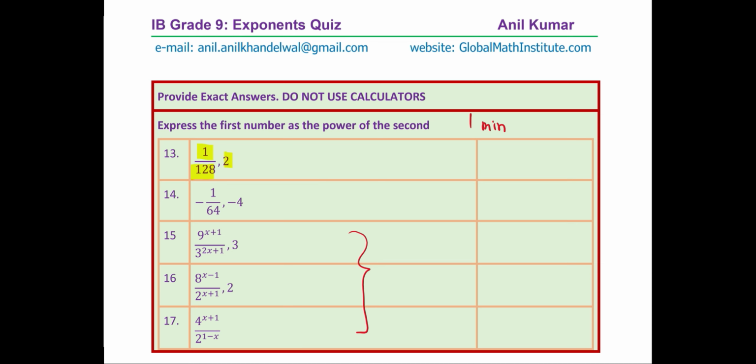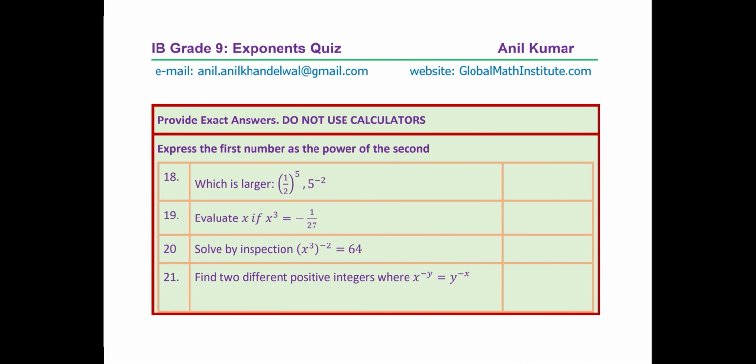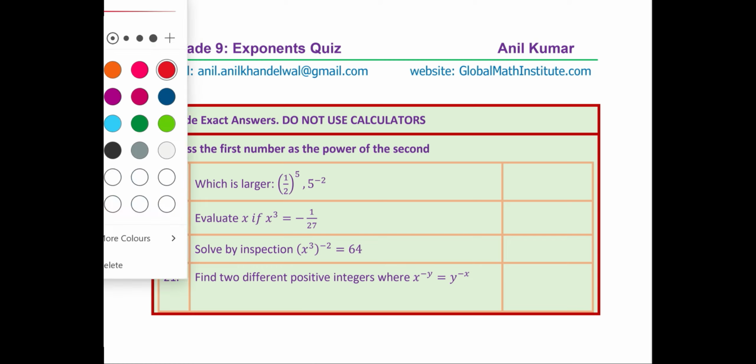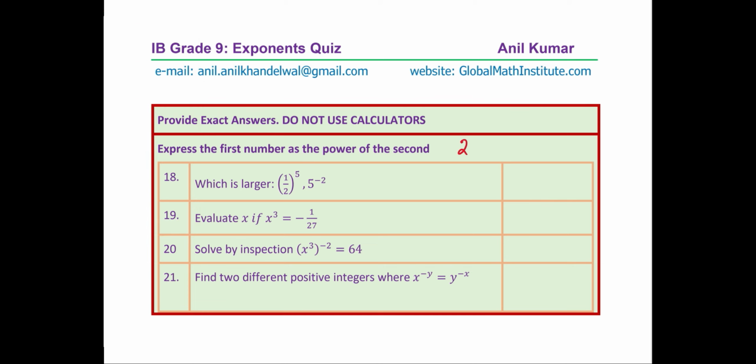Now, let's move on to the next set of questions, which is to evaluate and which is greater, 1 over 2 to the power of 5 or 5 to the power of minus 2. Very interesting question seen in many test papers. Evaluate and verify. Now from here onwards, each question is 2 marks each. So we have these questions which are 2 marks each.